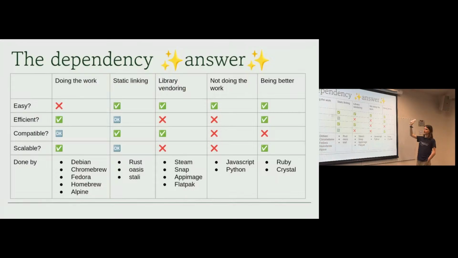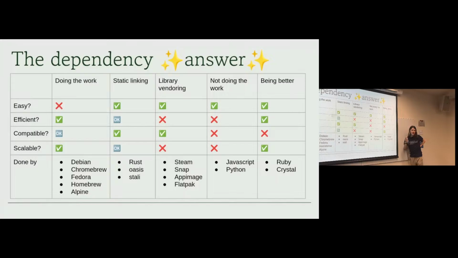But library vendoring. Is this easy? Yes. Is it efficient? No. This is when you copy every single dynamic library your package uses into a folder and call that sandboxing. Is it compatible? Yes, because you copy every single library.